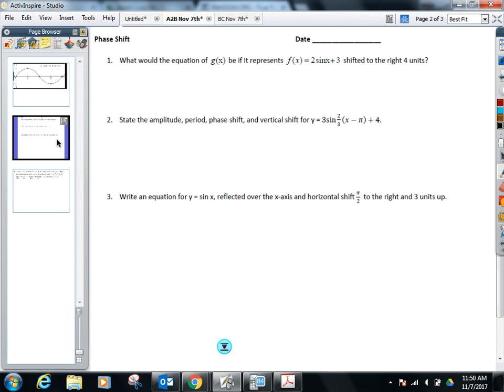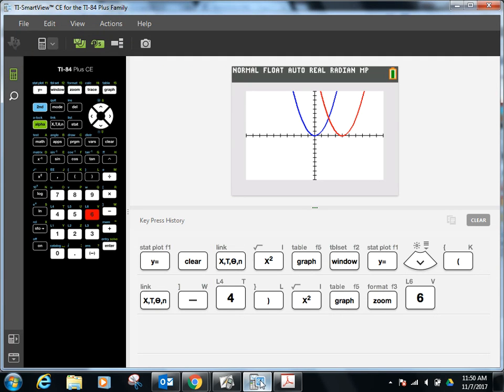When I ask you guys to move a graph left and right, I'm going to refer to it as the phase shift. All right, the phase shift. So you'll start seeing that word here, phase shift, horizontal shift, moving it left and right. Okay, if I want it up and down, I'll say vertical. All right. Let me just remind you what you guys learned last year in Algebra 2A.